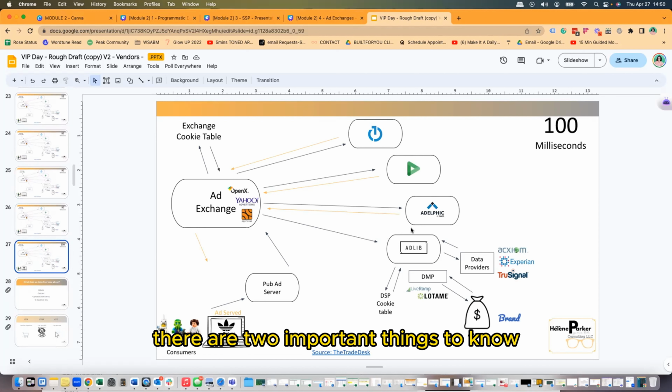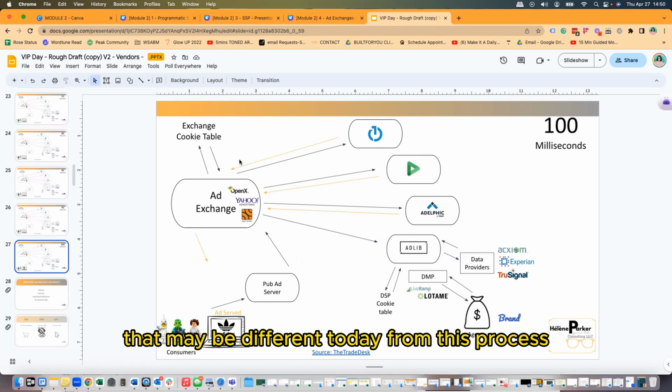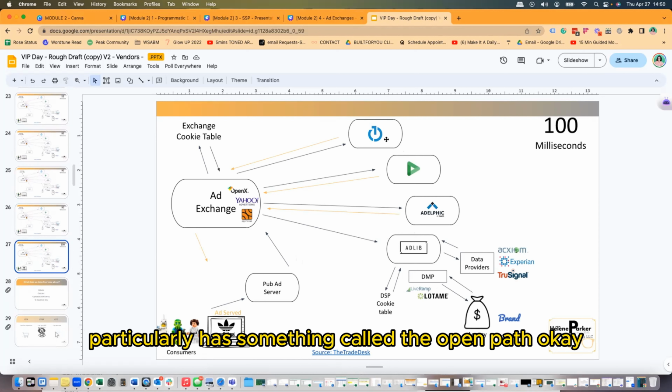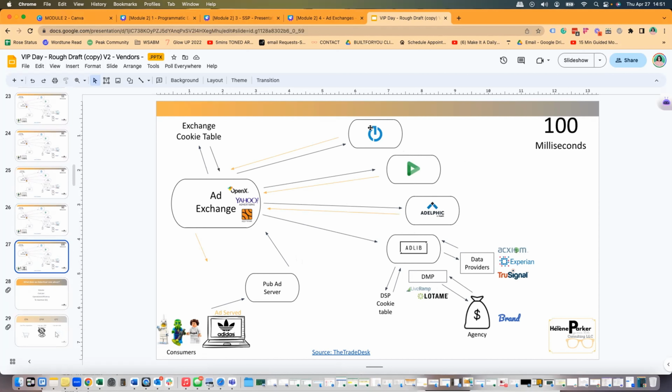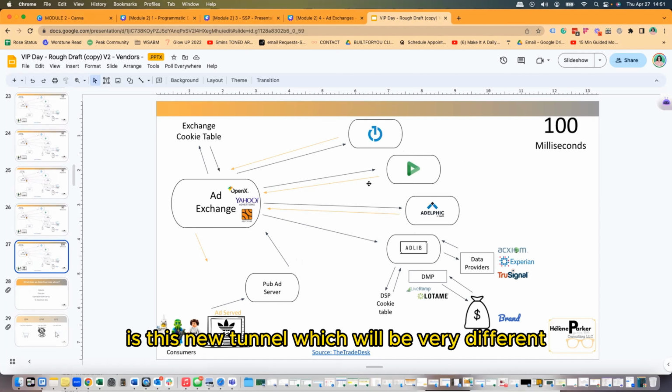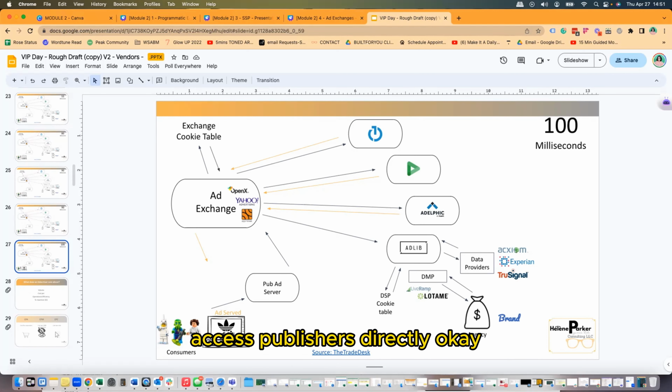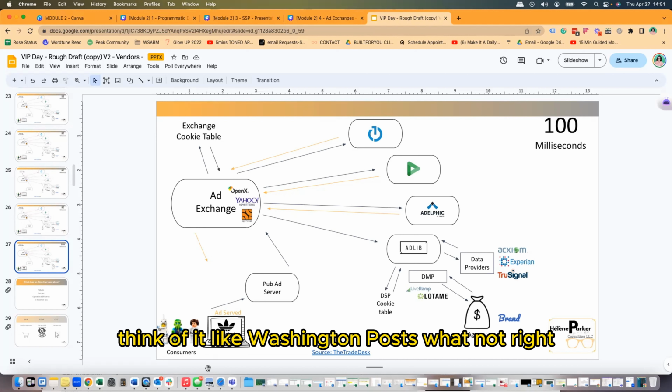there are 2 important things to know that may be different today from this process, but it's not well spread. Hear me out. The Trade Desk particularly has something called OpenPath. OpenPath is this new tunnel, which will be very different, that is allowing some of their big brands to access publishers directly. So it would be something like Coca-Cola using OpenPath via the Trade Desk, bidding and placing inventory directly onto big publishers. Think of it like Washington Post and whatnot, right?